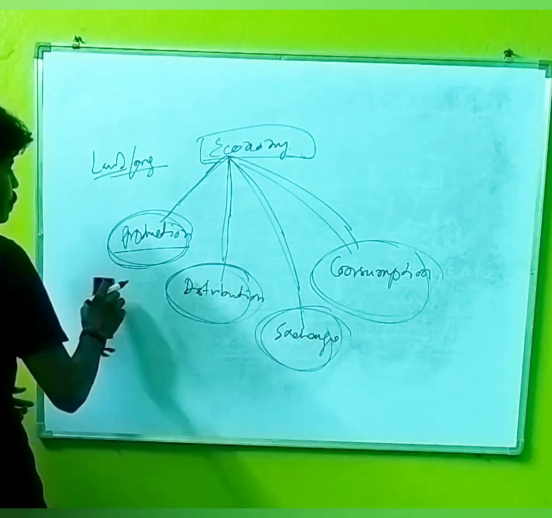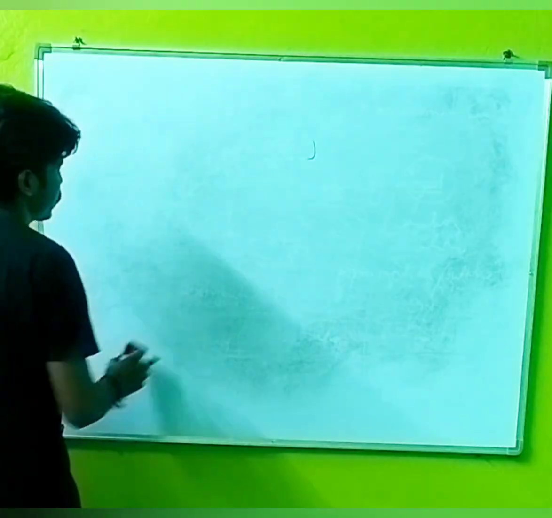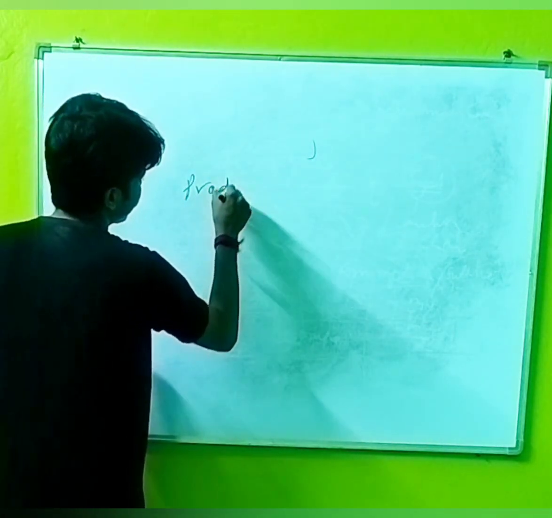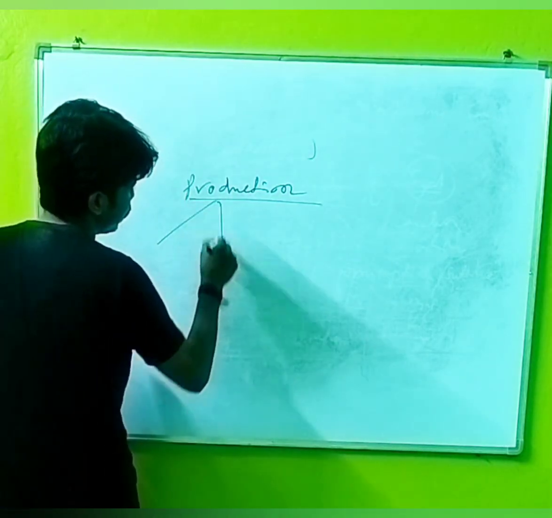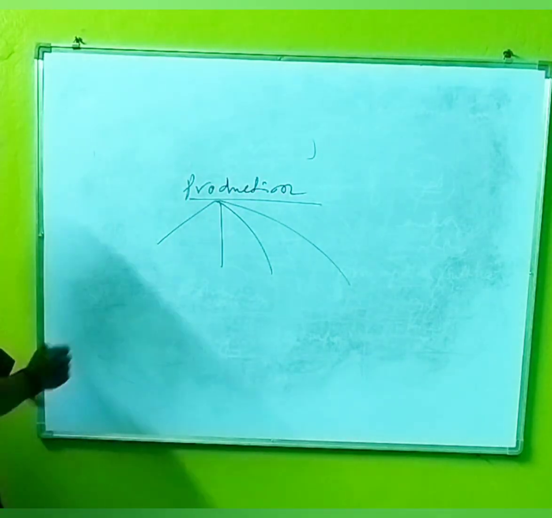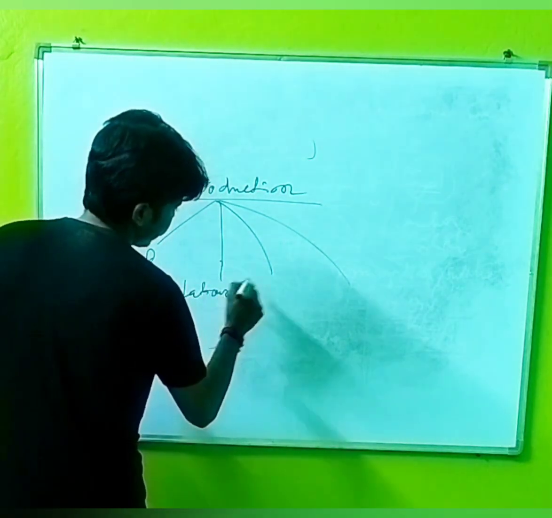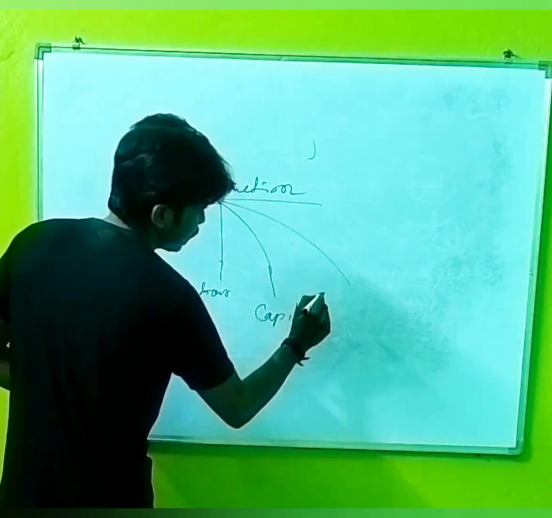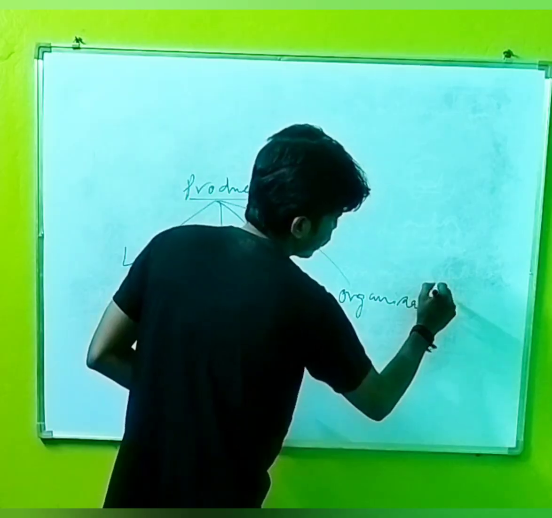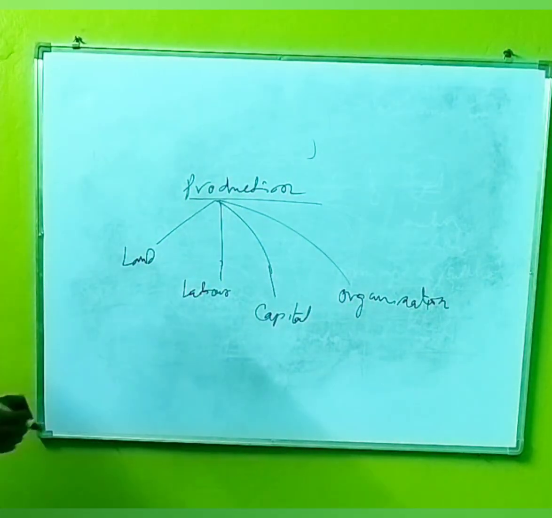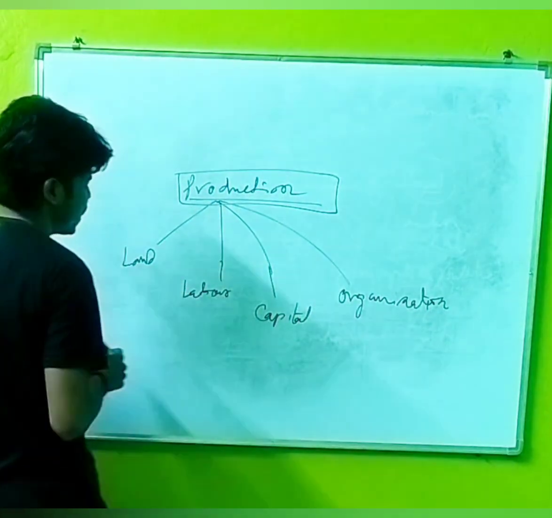First, come to production. In production, what do we have? What are the stakeholders of production? Similarly, we need four different pillars. One is land, second is labor, third one is capital, and the fourth one is organization. These four things are needed in order to start a self-sufficient production.